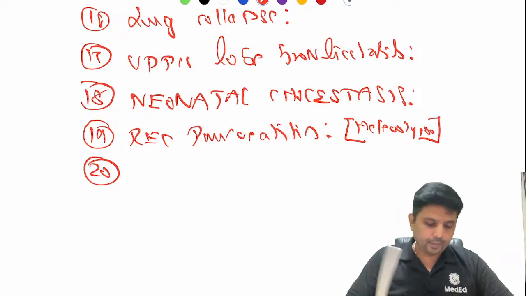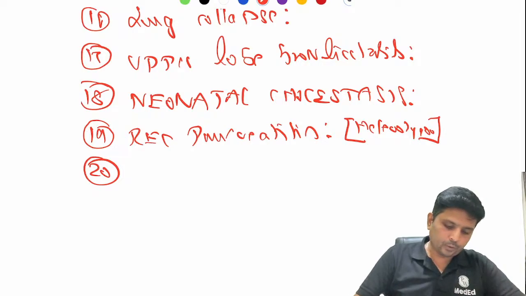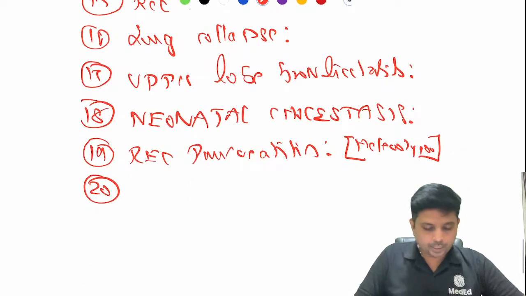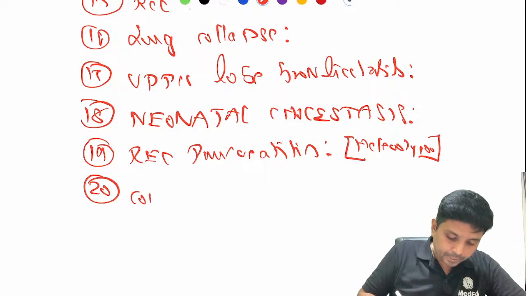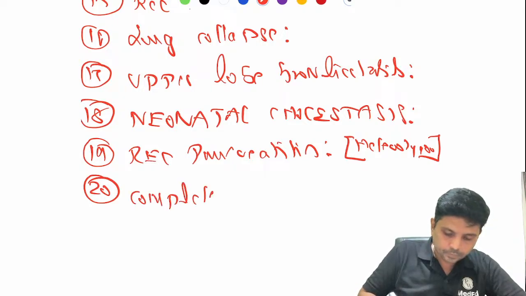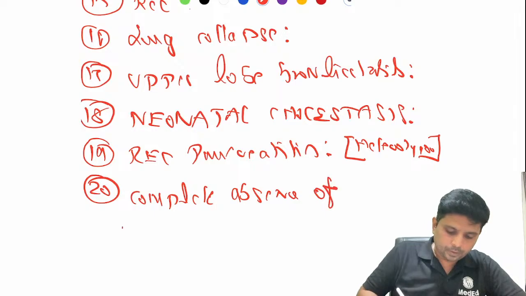Okay, recurrent pancreatitis. Upper lobe neonatal cholestasis, recurrent pancreatitis. Okay, what are all the other manifestations? Complete absence of bilateral vas deferens.